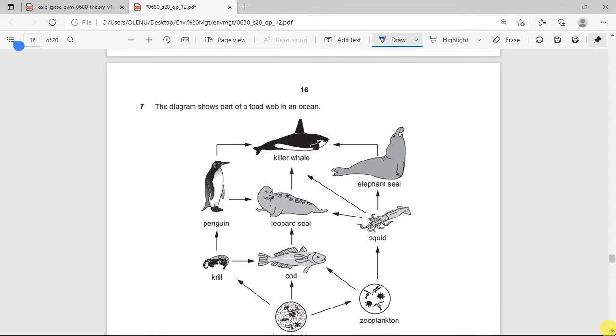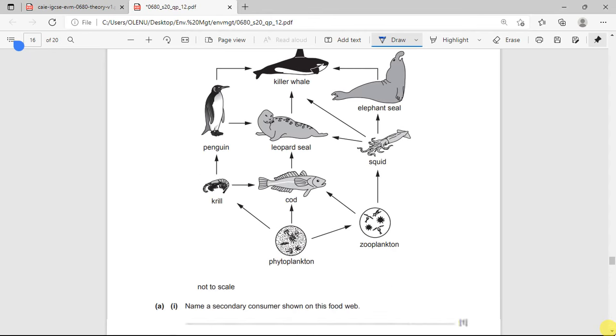Now on this food web, the phytoplankton here is the producer. Organisms that feed on the producer are primary consumers. However, organisms that feed on primary consumers are secondary consumers. So this cod feeds on both primary consumers and the producer. So it's also a secondary consumer because it feeds on primary consumers.